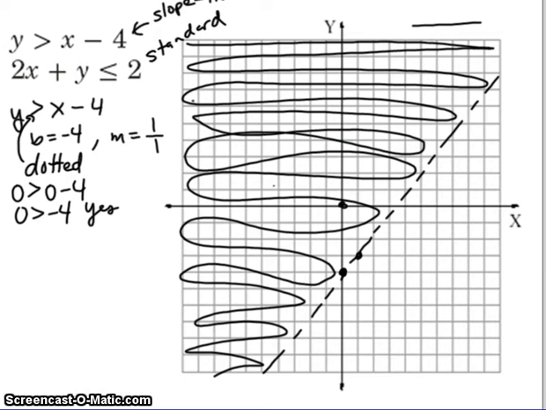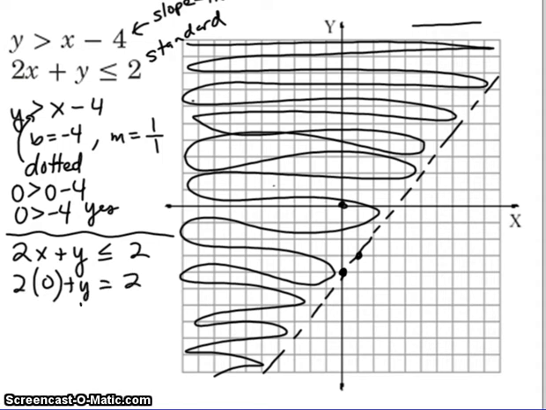We have our second system here. 2x plus y is greater than or equal to 2. Plug in 0 for x to find the y-intercept. We get y equals 2, so our y-intercept is at 2. Now find the x-intercept. Plug in 0 for y, and we get x equals 1. We have our 2 points, now we can draw a line.